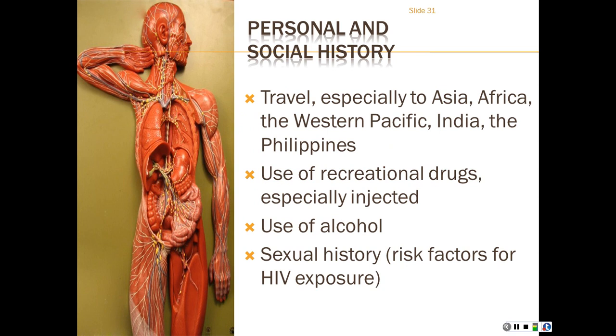Personal and social history: you want to know about travel, especially to areas where you can get some very bad lymphoiditis with filariae diseases that are common in Asia and Africa, especially Eastern Africa, Zanzibar. You get filariasis, which is carried by mosquitoes. Also the Western Pacific, India, and the Philippines.